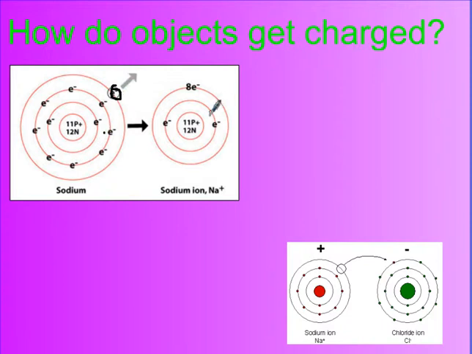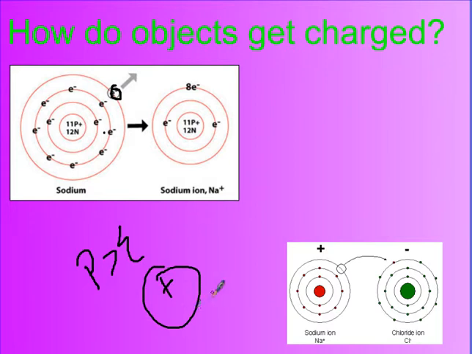But here, I only have 10 electrons with 11 protons. Because I have more protons than electrons, the sodium ion is positive. But we're going to learn about something called conservation of charge. This electron doesn't just go away. What does it wind up doing?